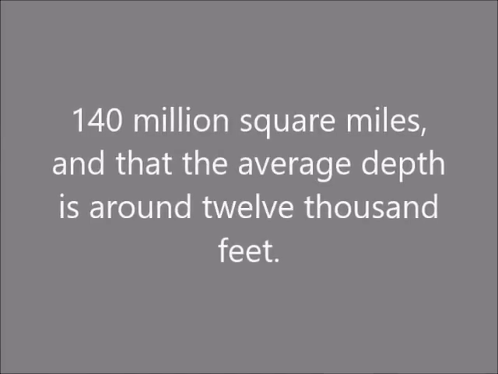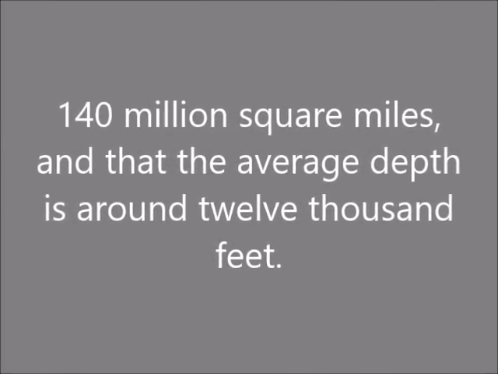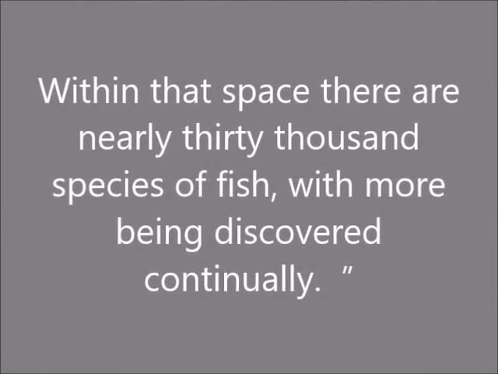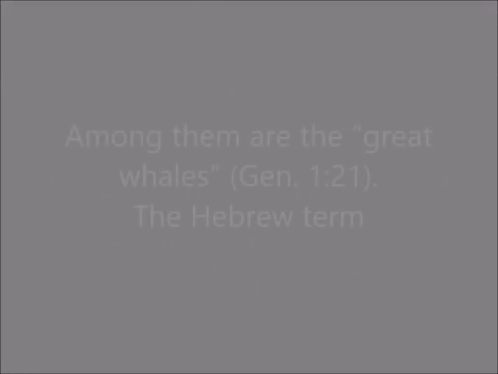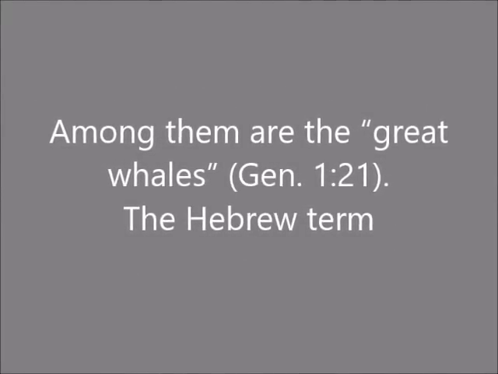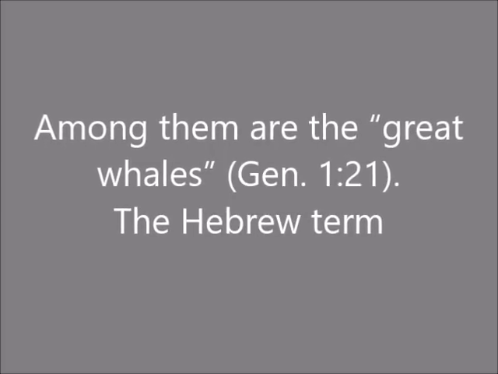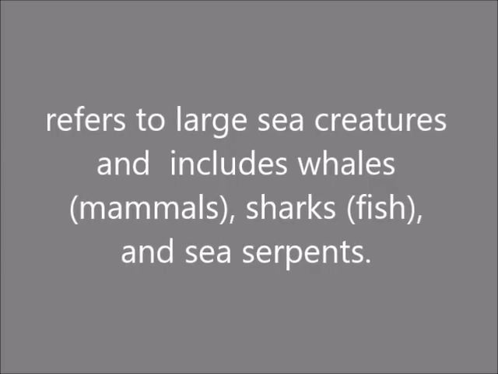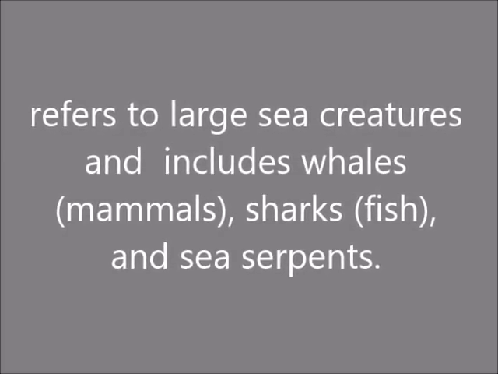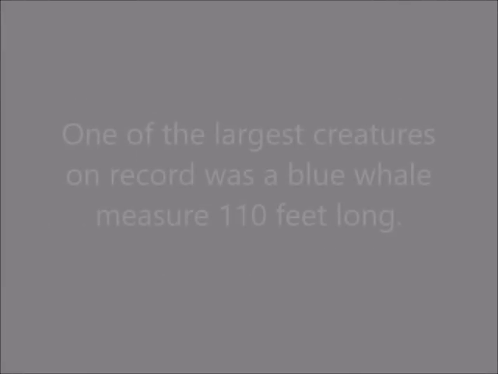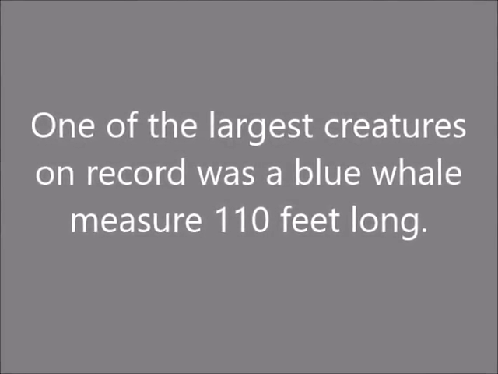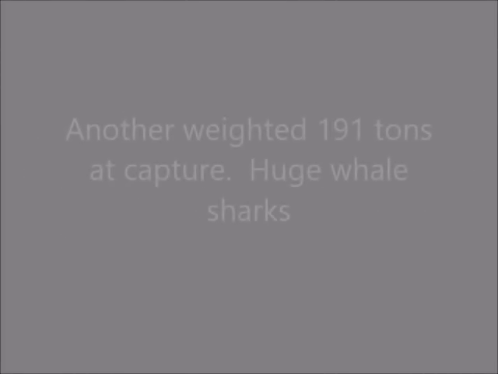Scientists tell us that the oceans cover 71% of the Earth's surface, amounting to approximately 140 million square miles, and that the average depth is around 12,000 feet. Within that space, there are nearly 30,000 species of fish, with more being discovered continually. Among them are the great whales, Genesis 1:21. The Hebrew term refers to large sea creatures and includes whales, mammals, sharks, fish, and sea serpents. One of the greatest creatures on record was a blue whale measuring 110 feet long.